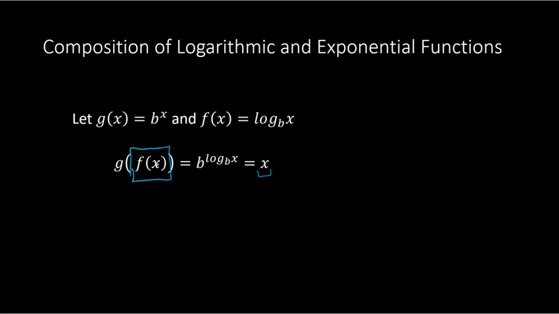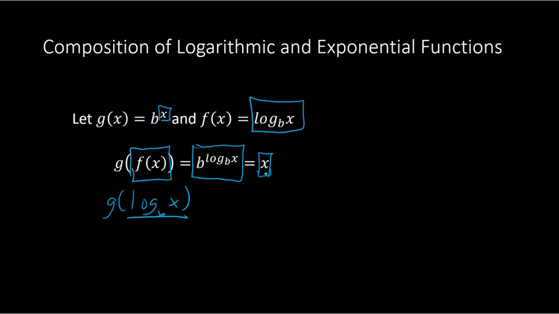Because if we have f of x here, replace that with the f of x function, log base b of x, you put that right in there. So we have g of log base b of x, and what that means is we put that in place of x in the g function right here. So if you have b to the log base b of x power, that will equal x because those are inverse functions. We'll explain a little more how to determine that to be true, but for now it will suffice to say that they are inverse functions, so they will equal x when you take the composition of them.